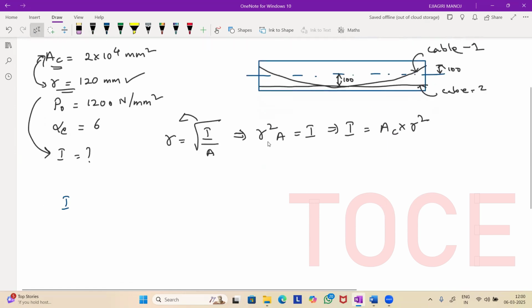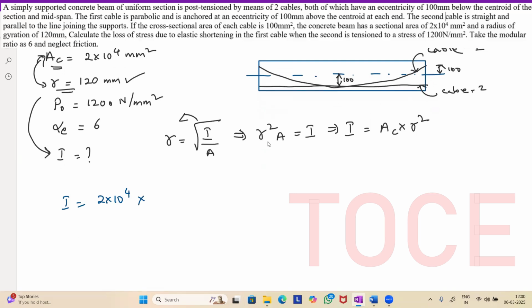Substitute, area of concrete is 2 into 10 to the power of 4, and radius of gyration is 120 squared. If you calculate this, you will get the value of 288 into 10 to the power of 6 mm to the power of 4. So this is the moment of inertia. We got the moment of inertia.